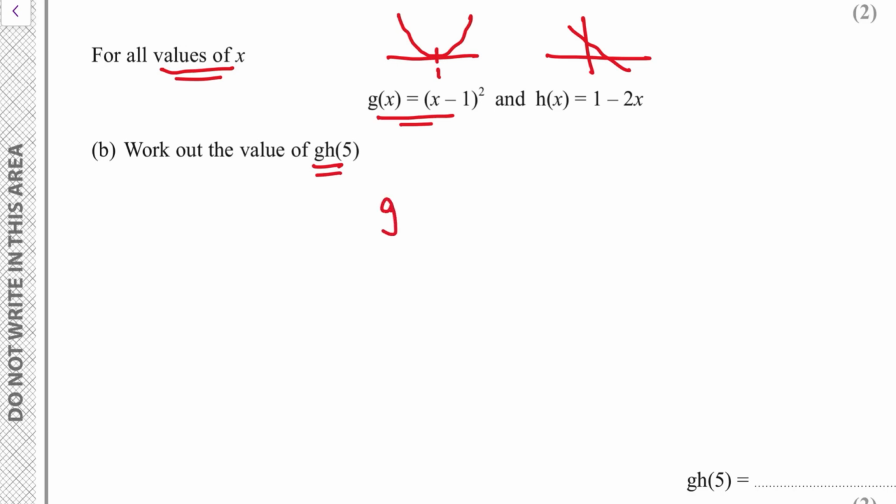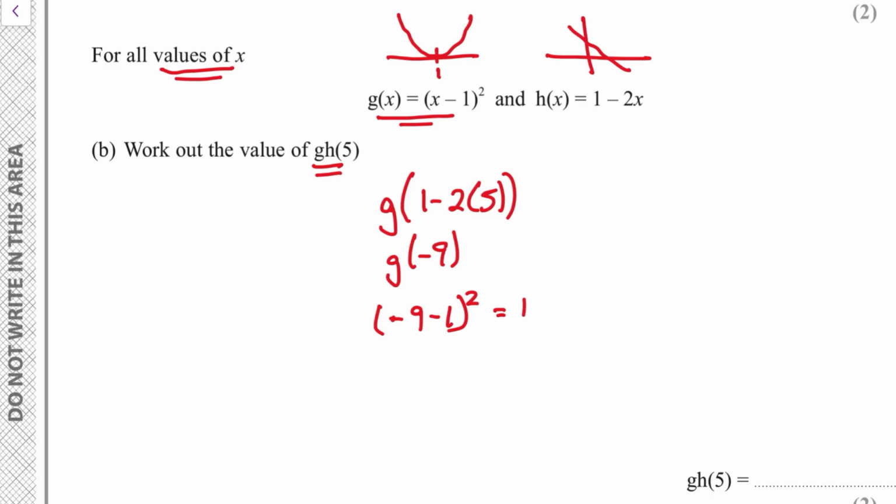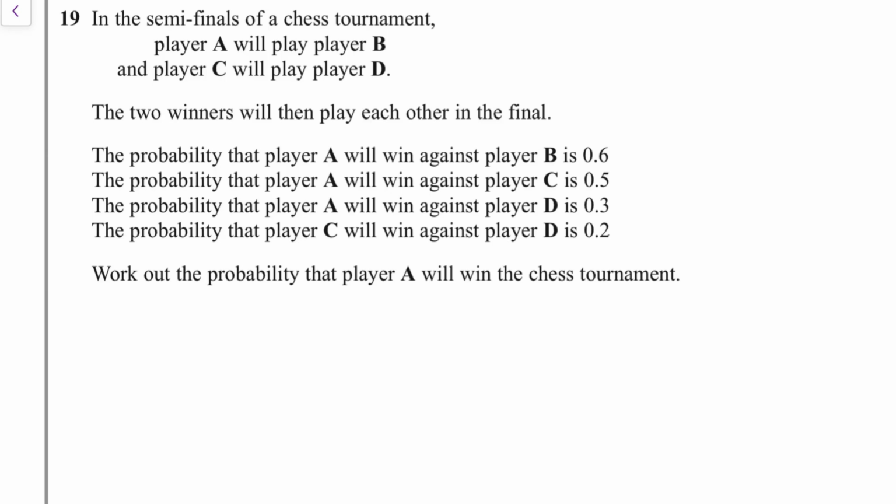Then it says, work out g of h of x. So I'm going to do g of h of 5, which means I'm going to put 5 into the h equation. So 2 times 5. 2 times 5 is 10, 1 minus 10 is minus 9, so I want g of minus 9. Well, what does g do? Well, g takes away 1 and then squares the answer. So minus 9 minus 1 is minus 10. Minus 10 times minus 10 is 100. Question done. Okay, so this question looks much tougher, doesn't it?